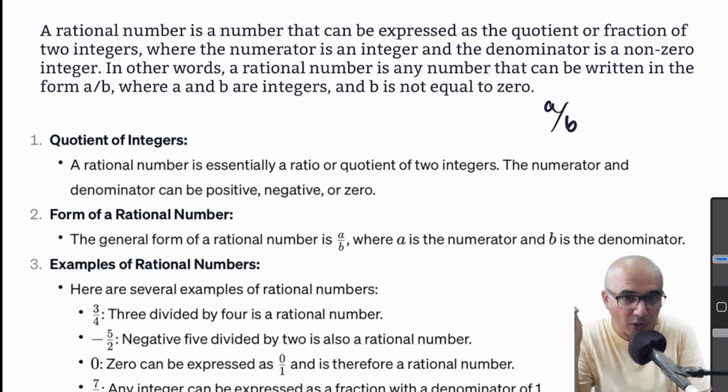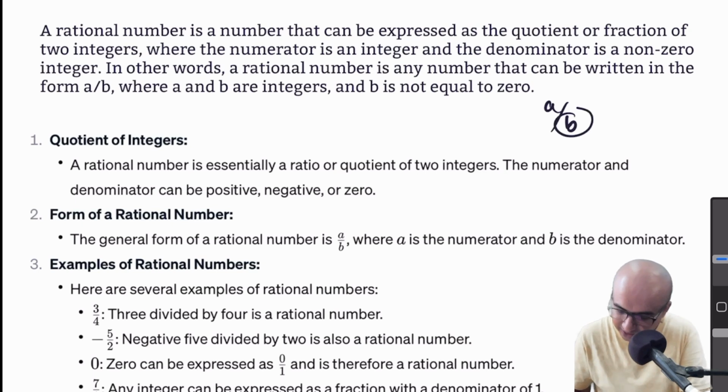Anyway, coming back to the point, a rational number can be expressed in the form of a by b, a divided by b, where both a and b are integers, but b should be a non-zero integer. That's all. As long as that condition is fulfilled, there is nothing much to do here. So let us look at the characteristics of this rational number.